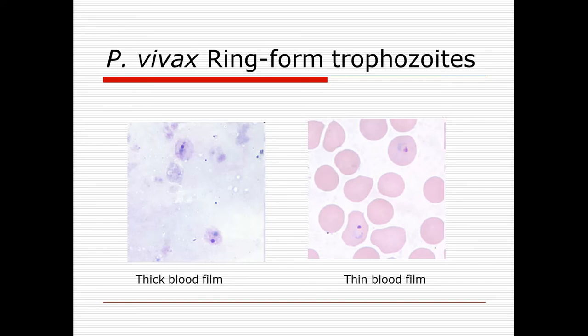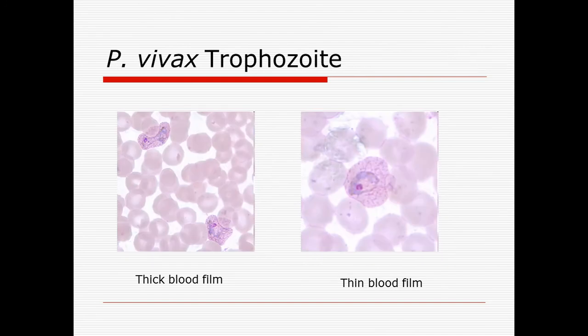Then coming to the Plasmodium vivax ring form trophozoites. You can see the difference in the structure of the ring form. Here the ring is thick one and you can see it inside the RBC in both the thick and thin films. So these are the trophozoites of vivax. You can see clearly in both the thick and thin blood film.